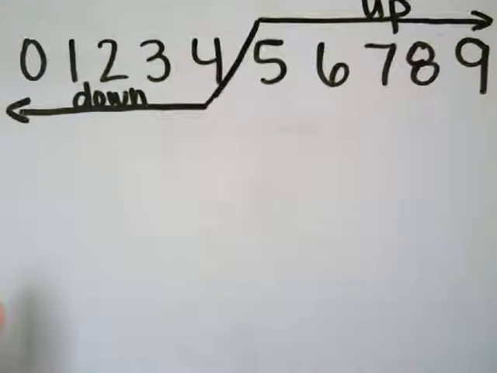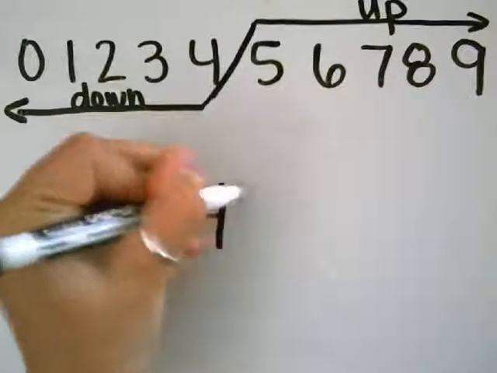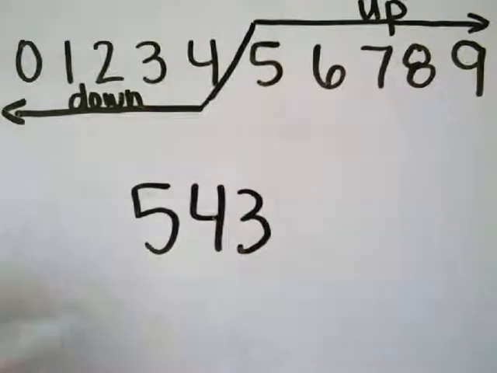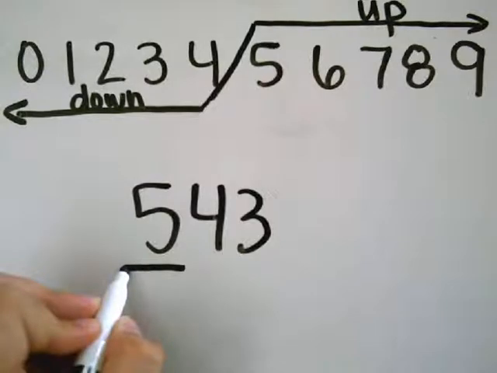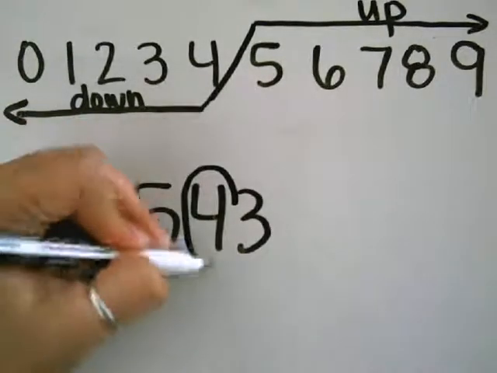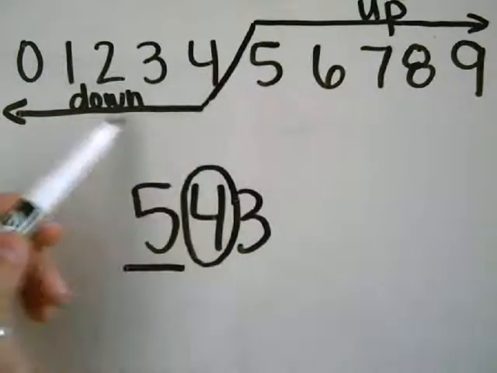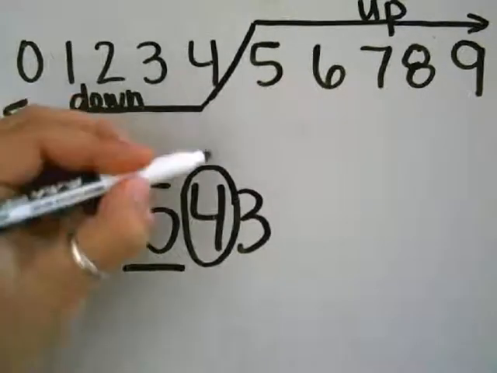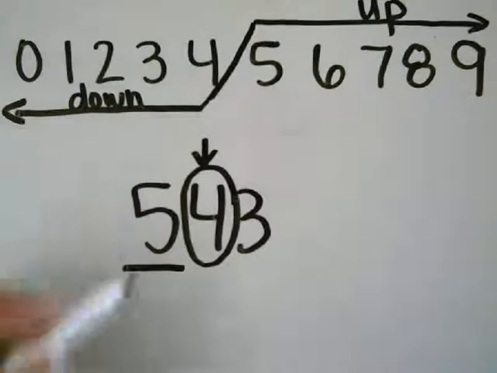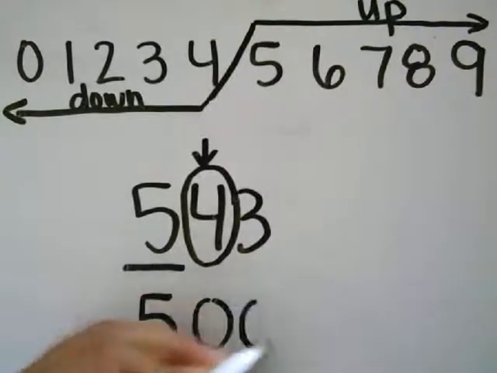If we have a number like 543 and they ask us to round to the hundreds place, we're going to underline the hundreds place, the 5, and circle the number to the right of it, which is the 4. Then we're going to look up here, and a 4 tells us to round down. So when we round down, we keep the number that we're rounding to the same and change all the numbers to the right of it to a 0. So we end up with 500.